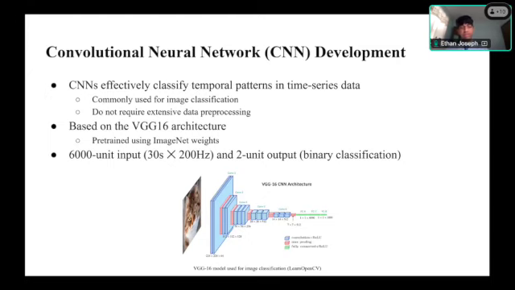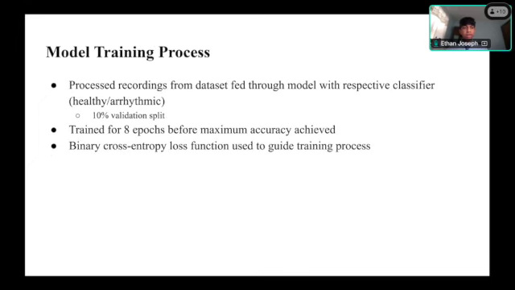And ultimately, the final model had a 6,000 unit input, meaning 30-second samples at 200 hertz, yielding 6,000 total values, and output a 2-unit binary classification, meaning a probability of an individual sample being healthy or arrhythmic. Now, this model's training process was relatively straightforward. So the processed data set was fed through the model with their respective classifiers.